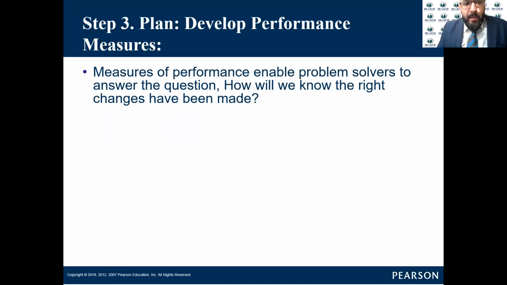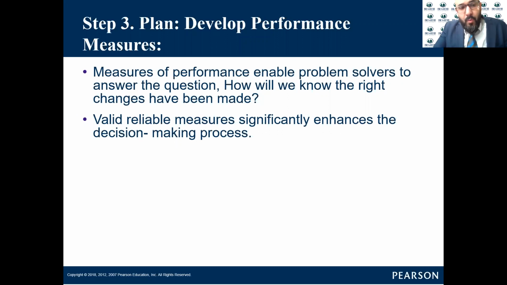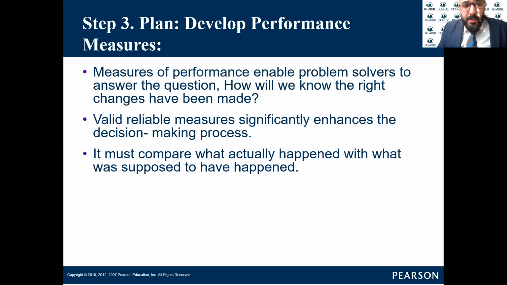In this case, you will have a clear idea on what you're going to do and how you're going to proceed with your plans. Valid and reliable measures significantly enhance the decision-making process. So you should have a reliable and a valid measure to use. It must compare what actually happened with what was supposed to have happened. So again, we're comparing the plan versus what actually happened. So basically, defect rates are high, 40%. After working for a month, we did not reach the goal, which is reducing the defect rate by 10%. So what we need to do here in this case is to figure out where we are and how we could do better, how we could reach our goal, which is reducing defects by 10%.